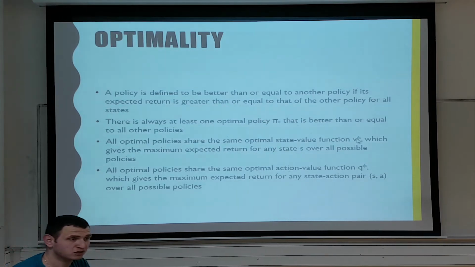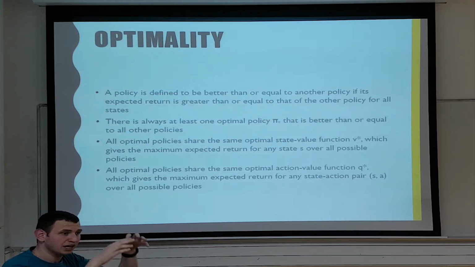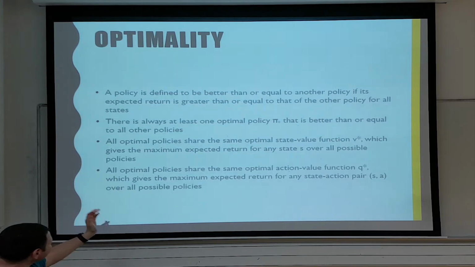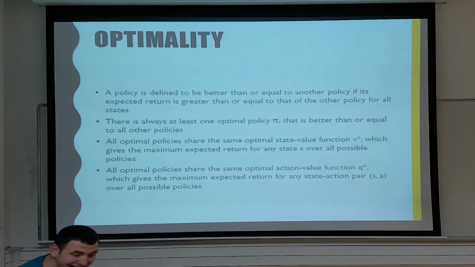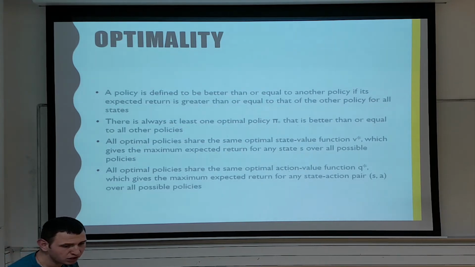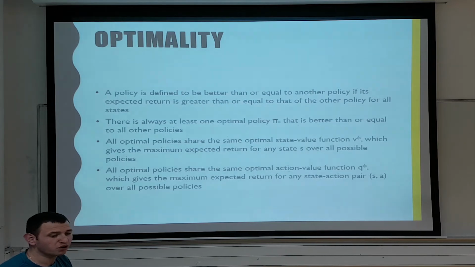I remind you, the value function is what we defined for each state. It gives the maximum expected return for any state S over all possible policies. And all optimal policies share the same optimal action value function Q star, which gives the maximum expected return for any state-action pair S, A over all possible policies.